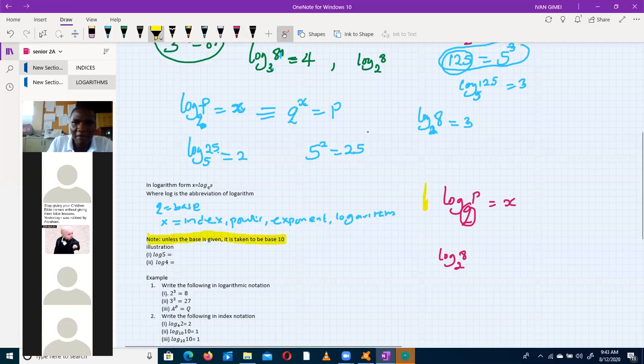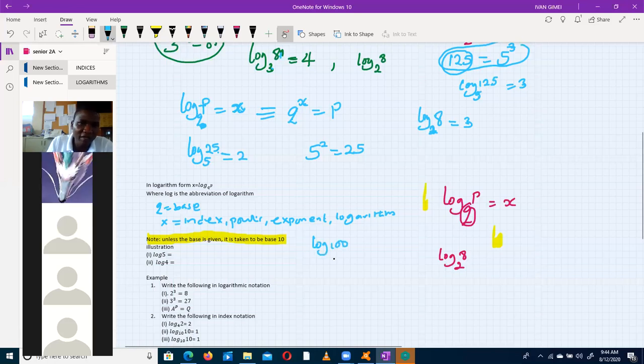Some numbers will just be written like this. They'll simply say log of maybe 100. Relax. Can you pay attention? They'll simply say log of 100. In this case, they have not given you the base. So we're saying in questions where the base is not given, always consider the base to be base 10. Unless the base is given, it is taken to be base 10.